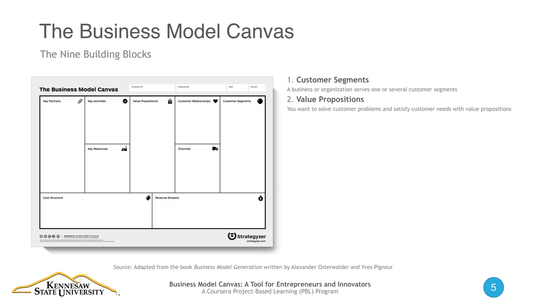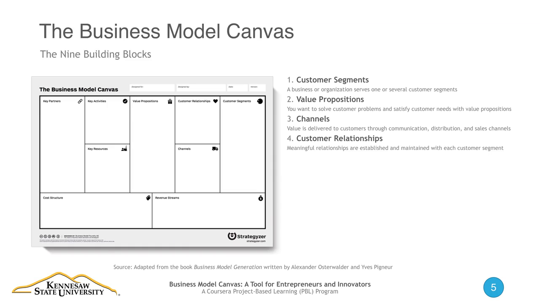It's best to complete this building block next. We'll need to determine what value we can create and deliver that will be most important to the customer segment that we chose. Channels. We'll need to determine how we will communicate and deliver the value propositions to the customer segments.